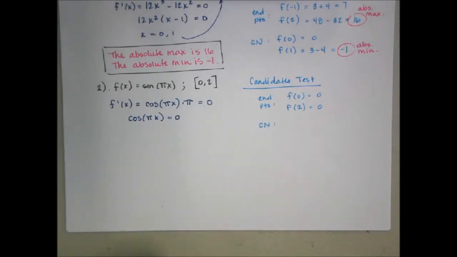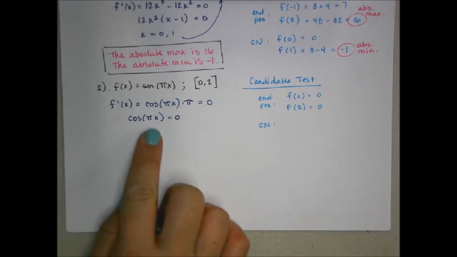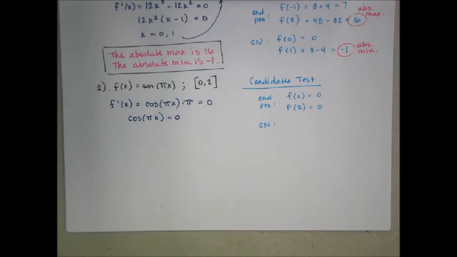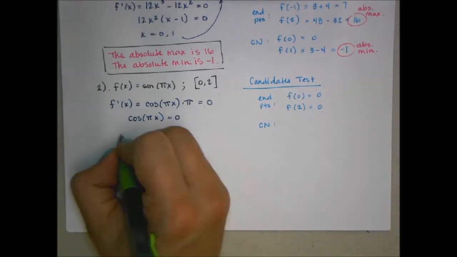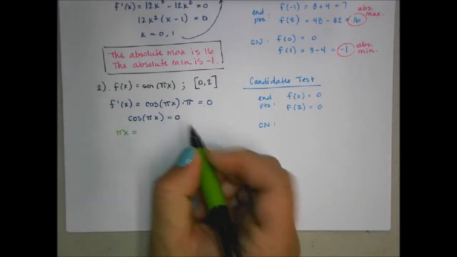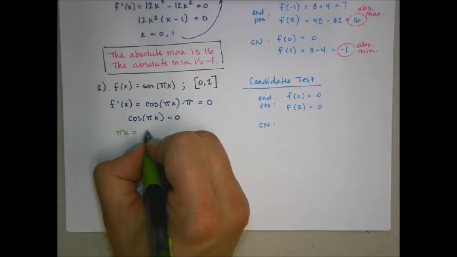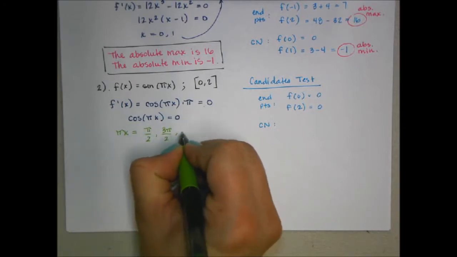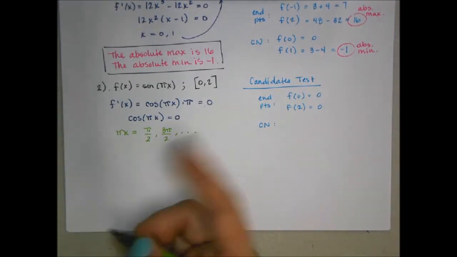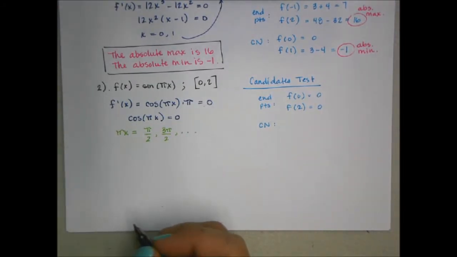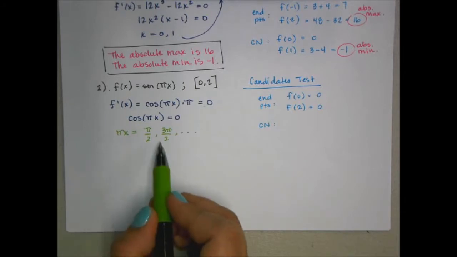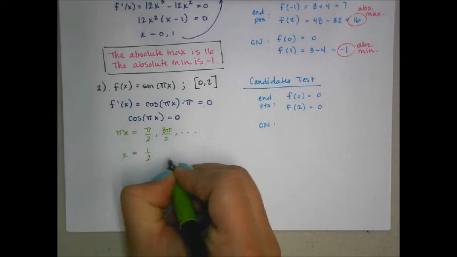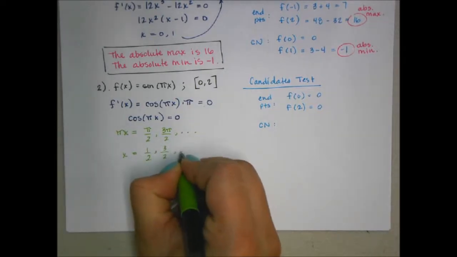So we're going to start with the cosine of what angles make 0. So 1 is cosine 0. So cosine is 0 at pi over 2, 3 pi over 2, 5 pi over 2, also my negative pi over 2, negative 3 pi over 2, and so on. So let's go ahead and solve for x here. We're going to divide by pi everywhere. We get 1/2, 3 halves, 5 halves, 7 halves, and so on.